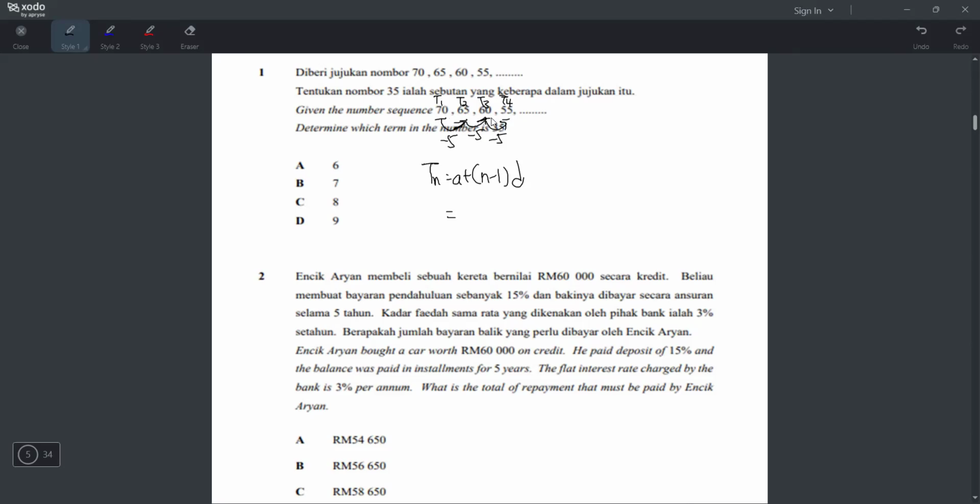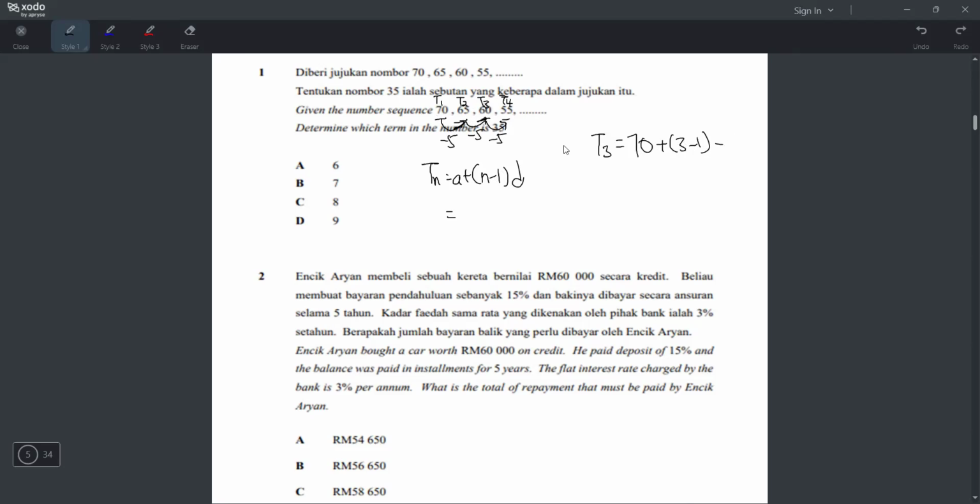And since the pattern here is minus 5 every time, let's say you want to get the third term, T3. What you are doing is you take your first term, which is 70, and then plus (3 minus 1), which is 2, times negative 5, right? Because to get the third term, you have to take the first term minus 5 two times. If you want to find T3, you minus 5 two times. If you want to find T4, you minus 5 three times. So that's why you have to take n minus 1. Understand? So that's why you have to minus 5 two times if you want to get T3, right?